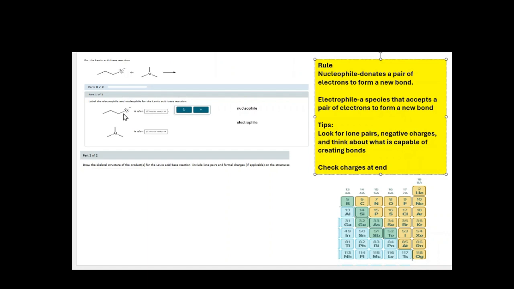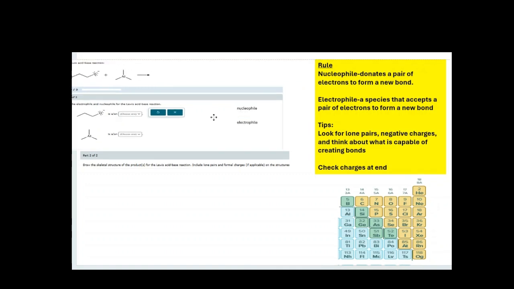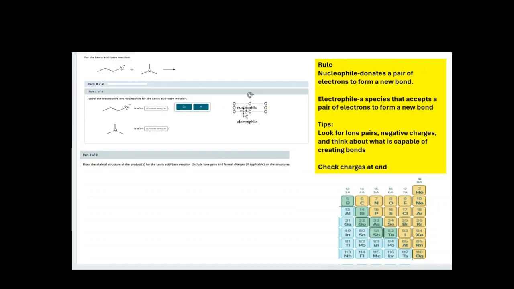We see that we have the oxygen along with this purple group that's attached to it. And we see that it has lone pairs, a negative charge right there. So it's safe to say that we can label this, and I'll just drag it over. This would be our nucleophile.